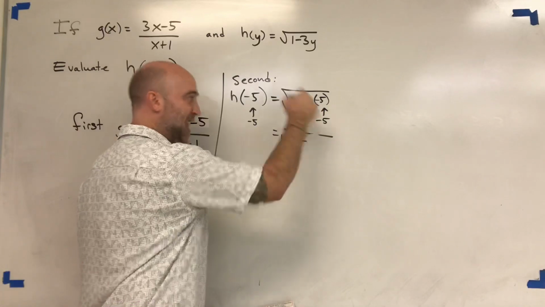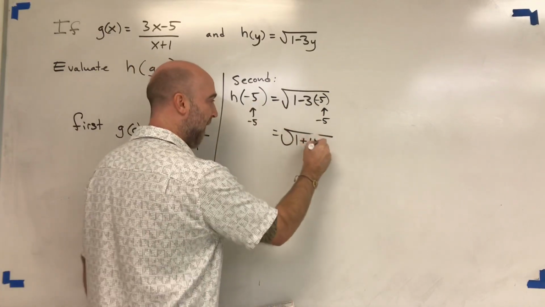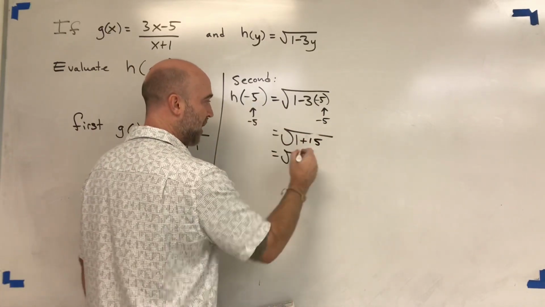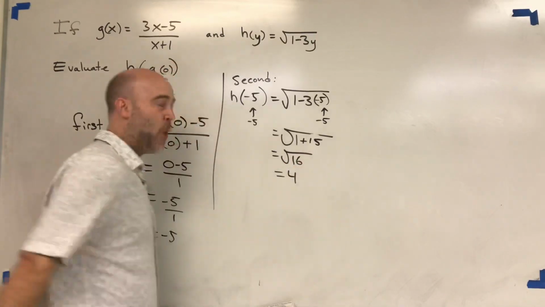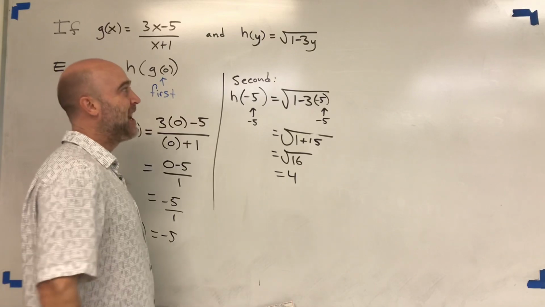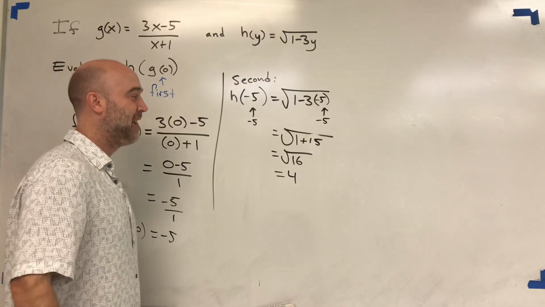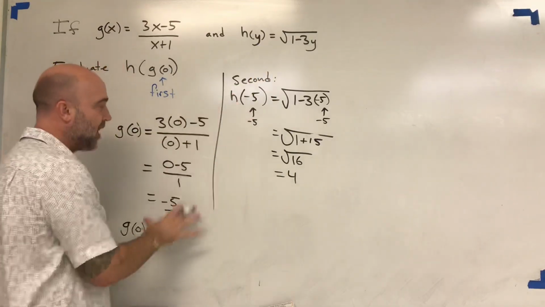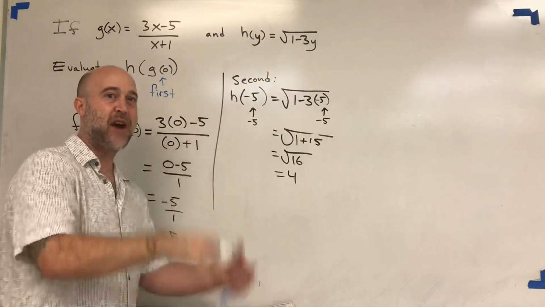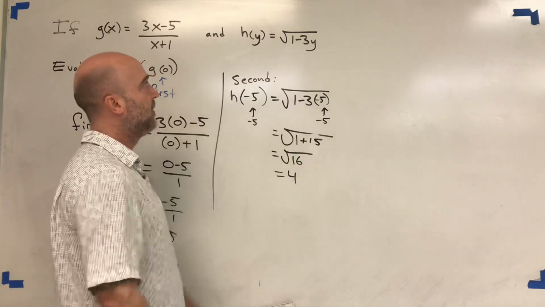Negative 3 times negative 5 is positive 15. Oh, that's nice. Square root of 16 is equal to 4. All right. Now let's go ahead and do it the algebraic way. It's definitely a lot harder the other way. This way is a lot easier because we're evaluating. We don't get caught up in the algebra of the variables.